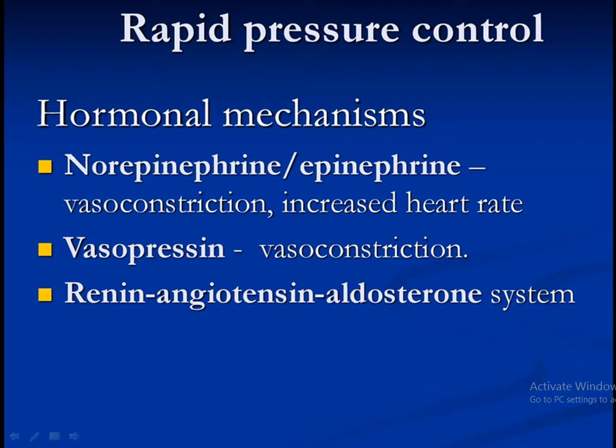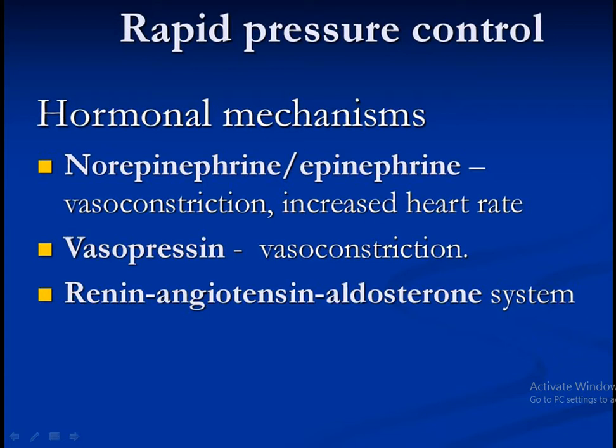To control the blood pressure, we have different mechanisms. Among them, I have discussed many of these processes, but among the rapid pressure control, we have the hormonal mechanisms involving epinephrine and norepinephrine secreted by the sympathetic nerve endings, which cause vasoconstriction to increase the heart rate and to increase the blood pressure.